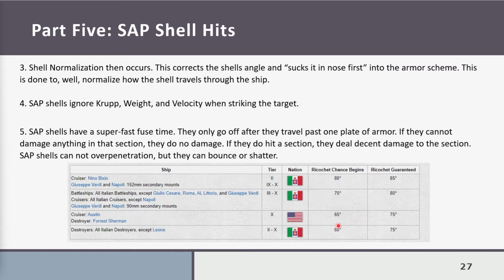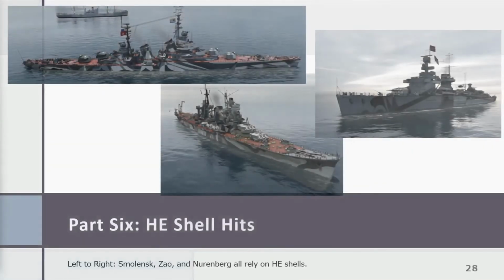The Americans also have a very unique SAP with 65 to 75 for Austin and for Sherman. I don't remember the values on San Diego per the dev blog, but I believe she's getting the same treatment here, where American SAP is going to have this weird 65-75 value. Italian destroyers have a 60-75 value as well. There's this 5-degree difference between the two. Why? Who knows? But this is what's been decided for the balancing of the game. Some of these are also arbitrary based on how much damage that these parts do.